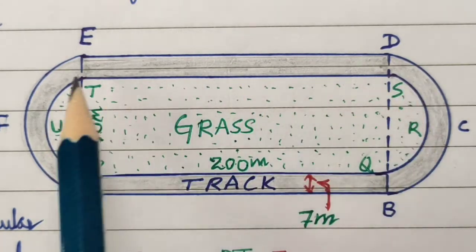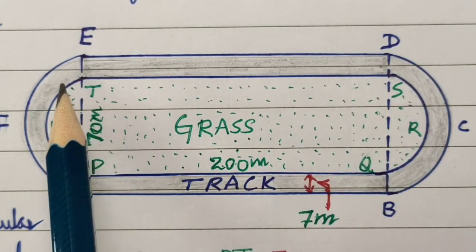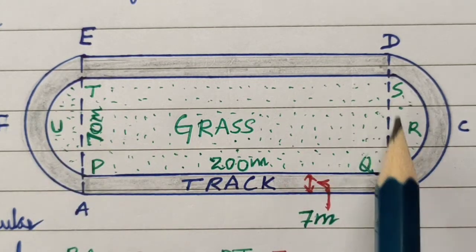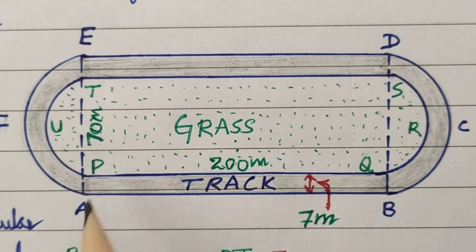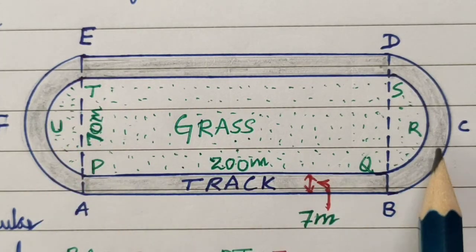So this grass enclosure has a rectangle PQST and a semicircle at both ends, with PQ equal to 200 meters and PT equal to 70 meters. Calculate the area of the grass enclosure. We have to find out the grass enclosure area.